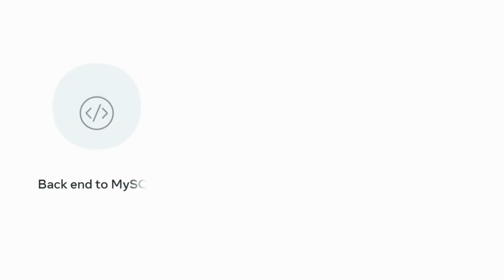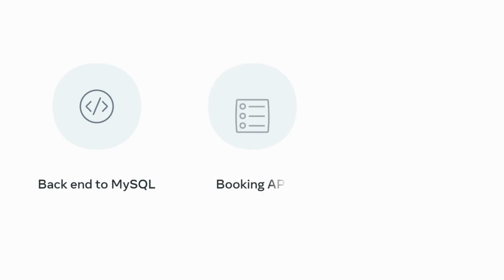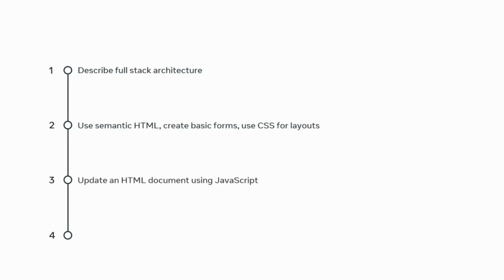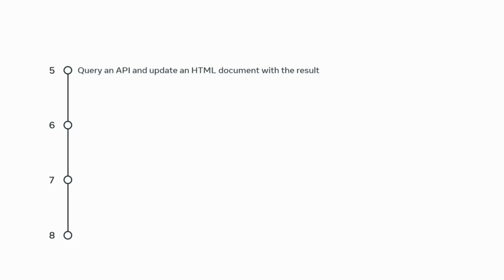After completing the course, you are able to show that you can connect an app's backend to MySQL, set up a booking API, and let the app display available booking times. In addition to this demonstration of your skills and knowledge, following your completion of the course, you should now be able to describe the architecture of the full stack, use semantic HTML to create web pages, create basic forms and use CSS to create layouts, update an HTML document using JavaScript, populate Django models from a MySQL database, query an API, and update an HTML document with the result.